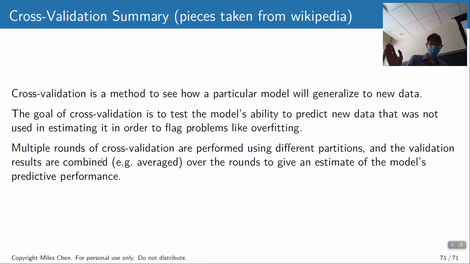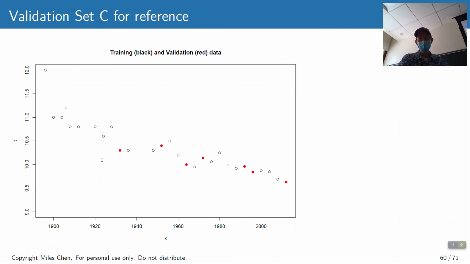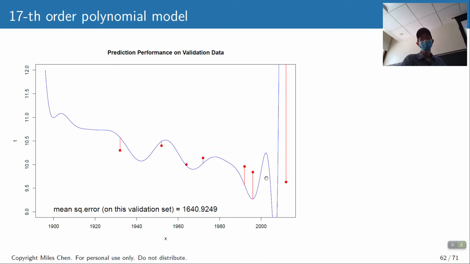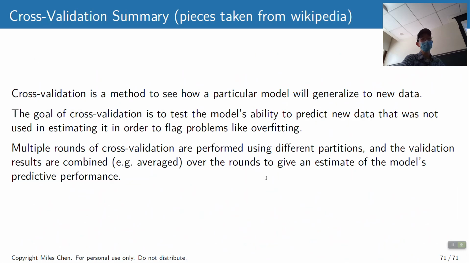Okay, so in summary, this is what we have. Cross-validation, and I've taken a lot of this straight from Wikipedia if you look up the entry on cross-validation, is a method to see how a particular model will generalize to new data. The goal is to test the model's ability to predict new data, even though it wasn't part of estimating it, in order to flag problems like overfitting, which is what we saw here. We overfit this data, so we were able to predict these points very well. But when it comes to predicting new points, we see it does a really bad job.